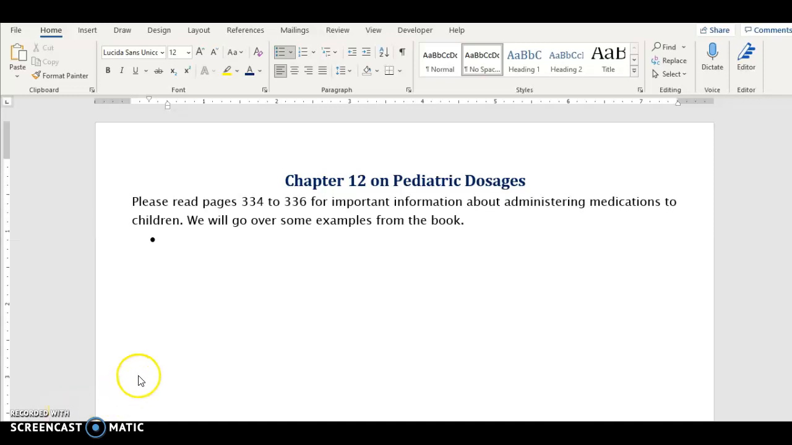Hello students. So in chapter 12 we're going to talk about pediatric dosages. I encourage you to read pages 334 to 336 for important information about administering medications to children. And we will go over some examples from the book in this video and in the next video.